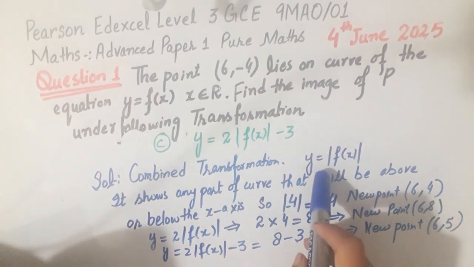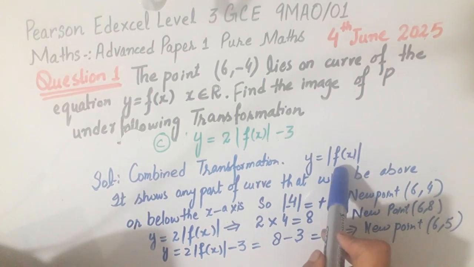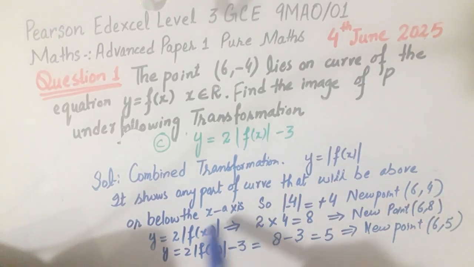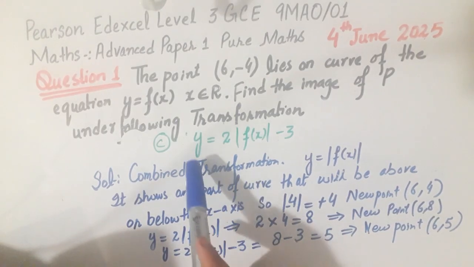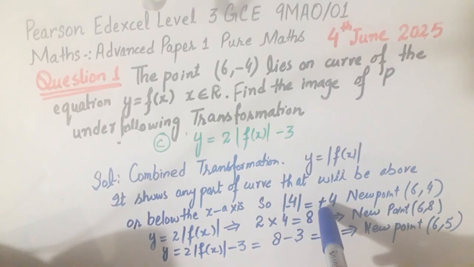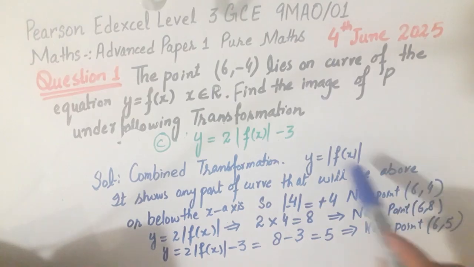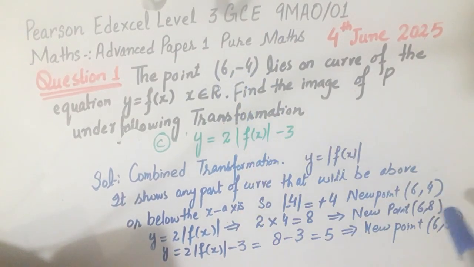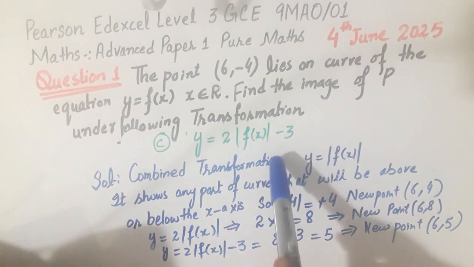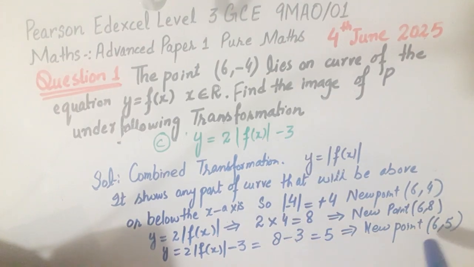Now you can see a combined transformation. First of all, we consider y equals mod of f of x. Modulus takes the positive value, because the mod of a negative number is also positive. So the old point was 6 and minus 4, and now the new point will be 6 and plus 4. After that we multiply by 2, so we get 8. After finding 8, we subtract 3 from this answer, so we get 5. So the final new point is 6 and 5.